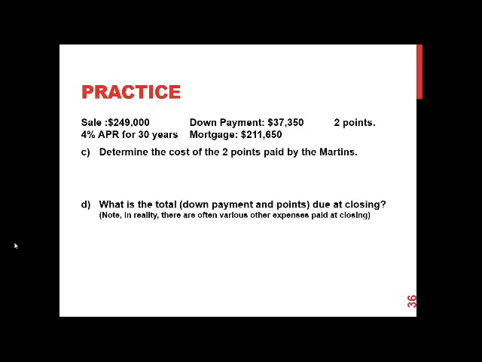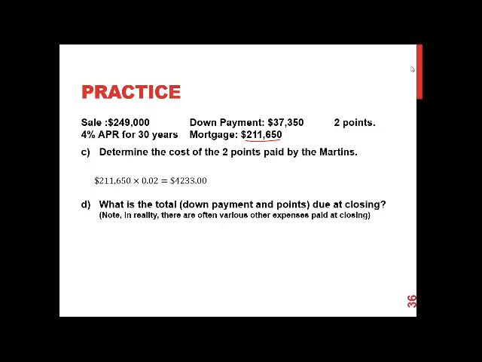All right, determine the cost of the 2 points paid by the Martins. Let's see, for borrowing $211,650, we're going to multiply that amount by 2% to get the 2 points. And so they're going to pay $4,233. That's an upfront cost that they're going to pay in order to have less interest over the life of the loan. And you just have to watch it to see whether these are actually worth it or not to pay the points.